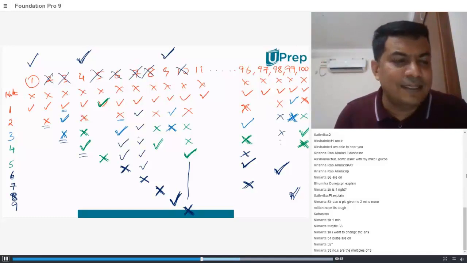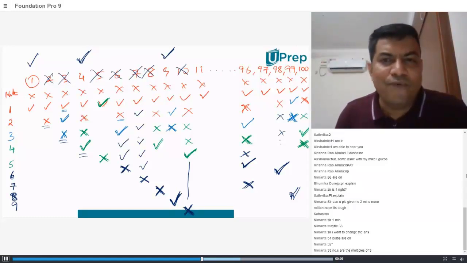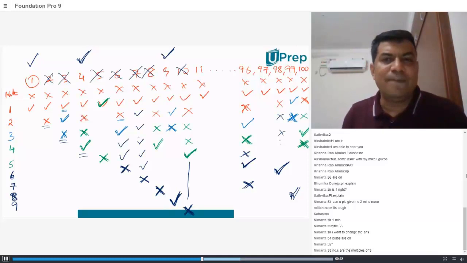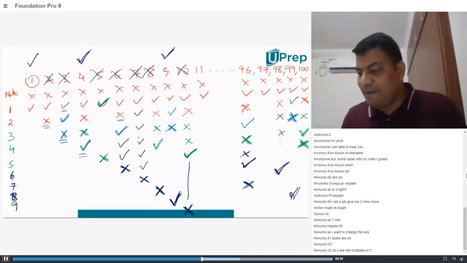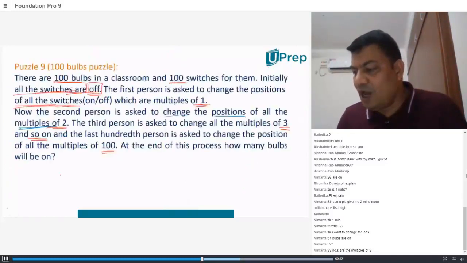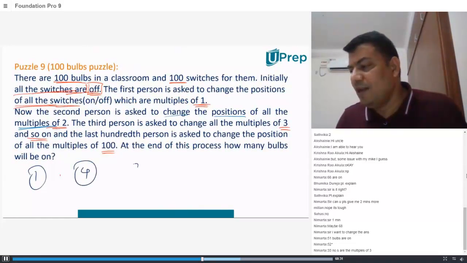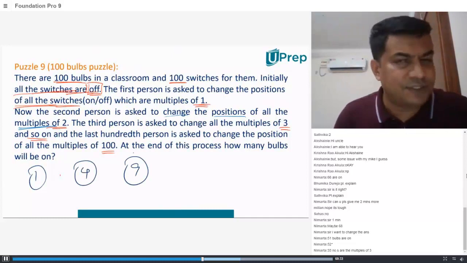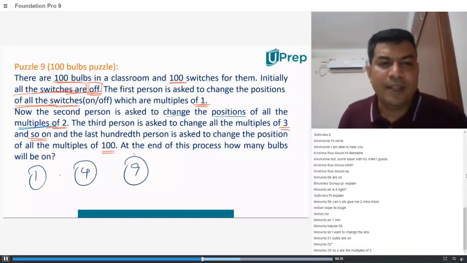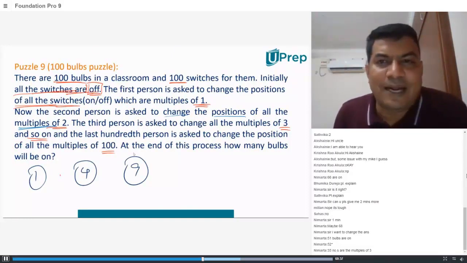Do you see a pattern in them? 1, 4 and 9 are on. Do you see a pattern? 1 is on, 4 is on, 9 is on. Anyone sees a pattern? Let me know what the pattern is.